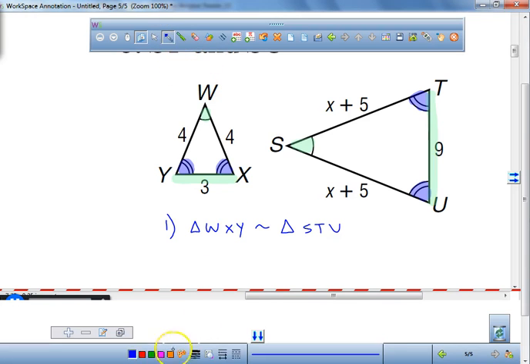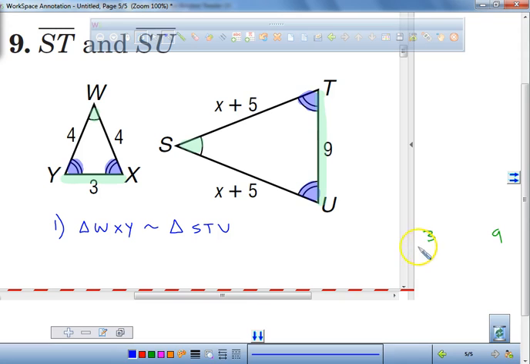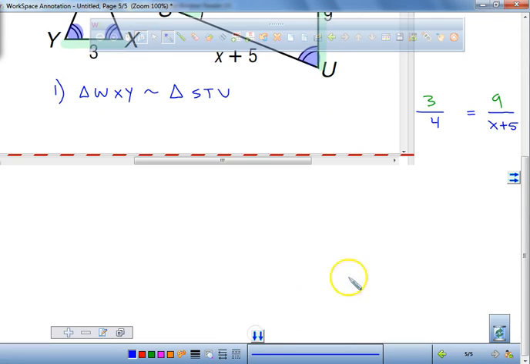So we're going to set this up. Let's go right over here. We're going to go ahead and solve this. We're going to compare that number 3 to 9. And then I'm going to take the other side, which is a 4, and compare that to the other side, x plus 5. Now, which sides am I comparing? I'm comparing XY right here to TU, and then I'm comparing WY to SU. So these right here, then you set them equal to each other. Just like this.